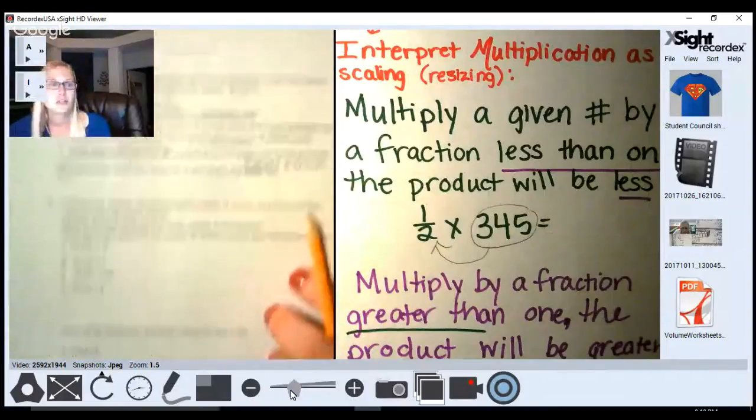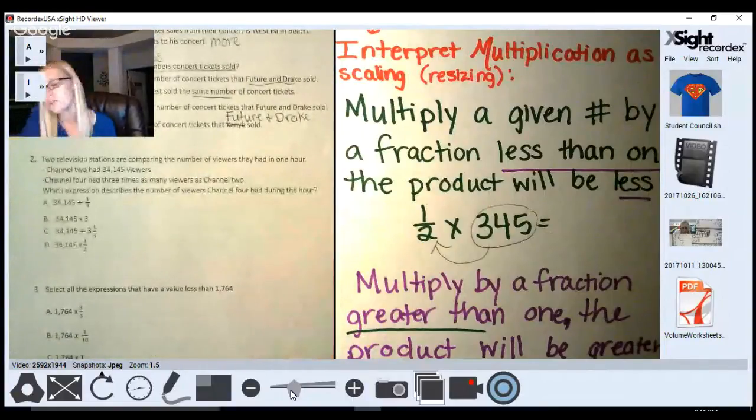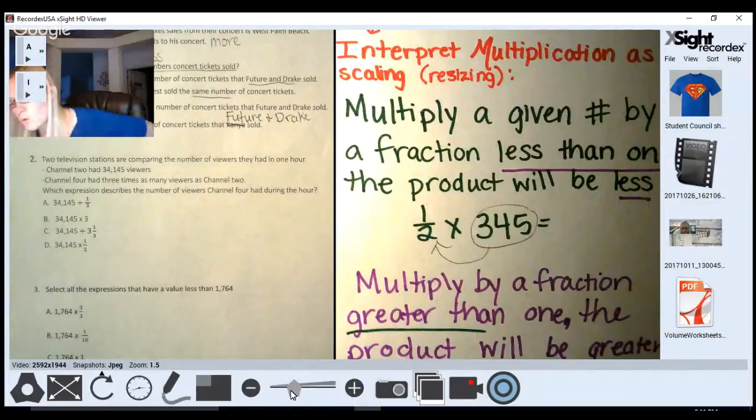Okay, look at number 2. Number 2 says, 2 television stations are comparing the number of viewers that they have in 1 hour. Channel 2 had 34,145 viewers. Channel 4 had 3 times as many viewers as Channel 2. Which expression describes the number of viewers Channel 4 had during that hour?